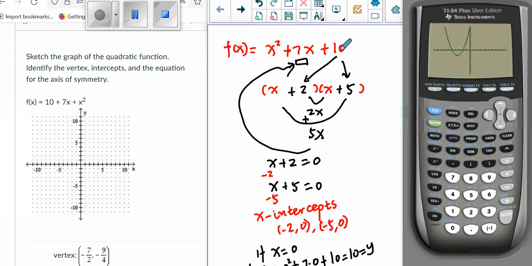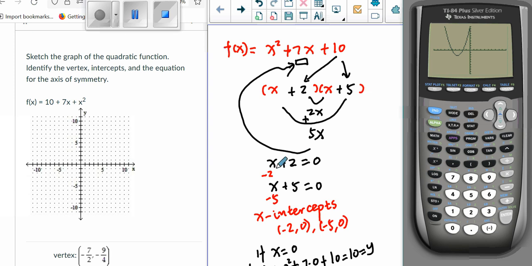We can split 10 into 2 times 5. And then by the FOIL method, we know the inner product is 2x, the outer product is 5x. 2x plus 5x is 7x. So this can be factored in this way.